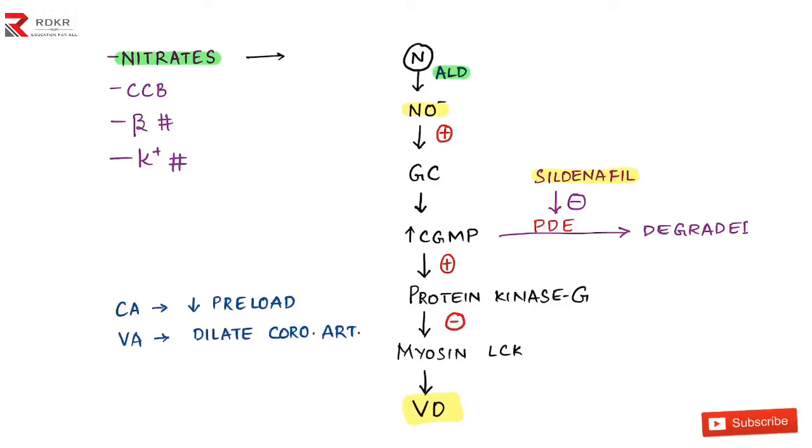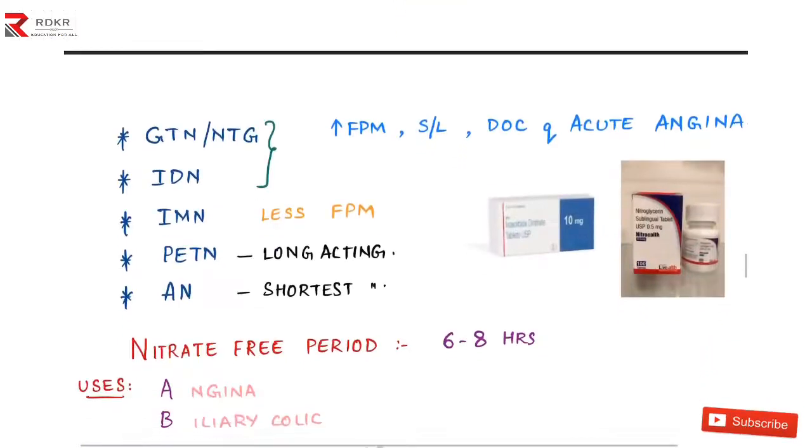Okay, and another important point here is that aldehyde dehydrogenase is most present in the veins when compared with the arteries, and that's why when the nitrates are given in classical angina, the veins get dilated and there is a decrease in the preload. And the same nitrates, when we give in variant angina, there the arteries get dilated, and that's why they dilate the coronary arteries.